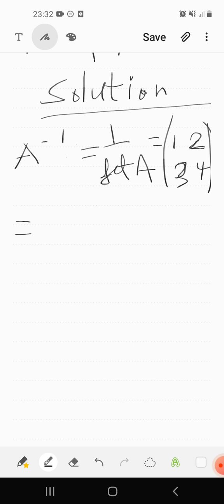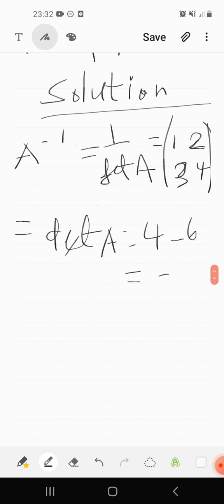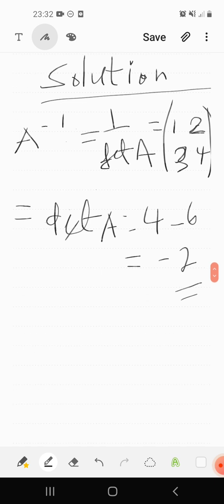So we have 1 over the determinant. You can calculate the determinant somewhere and come and write it. What is 4 times 1? 4 times 1 is 4. Minus 3 times 2, which is 6. Therefore the determinant will be minus 2. So minus 2 is our determinant.